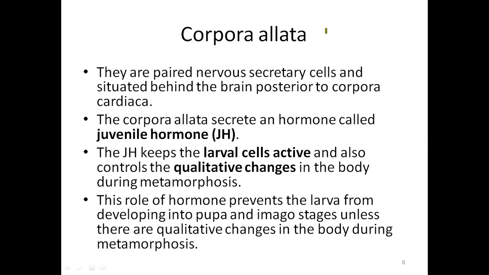Apart from the brain and prothoracic gland, corpora allata plays an important role in controlling the metamorphosis. It produces a very, very important hormone known as juvenile hormone. This juvenile hormone, as I have told you while discussing that flowchart, controls the qualitative change. It makes sure there is proper formation of the adult structures, then only the larval structures start disintegrating.